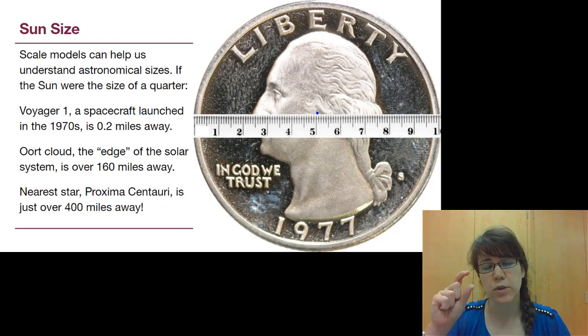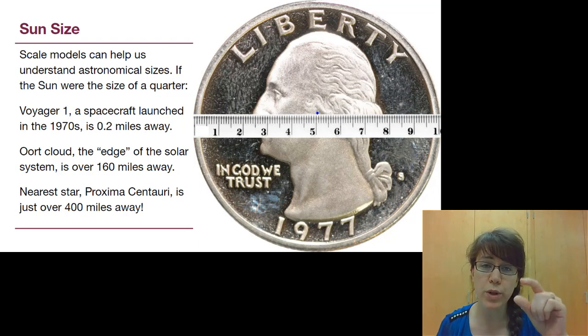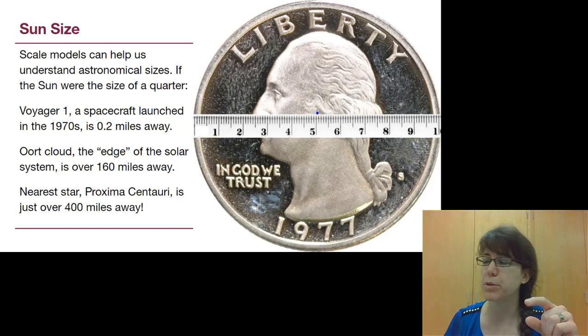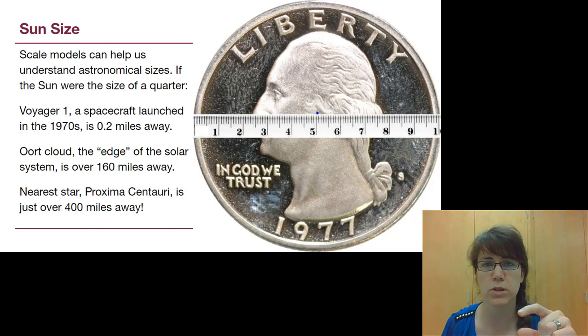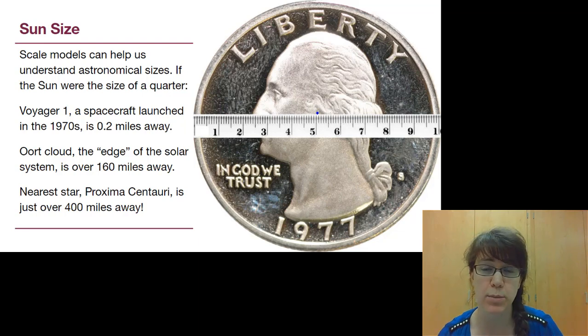Now, if the sun were the size of a quarter, Voyager 1, the furthest human-made object from the sun, a spacecraft launched in the 1970s and sent out super fast, has been going since then. With our little scale model, it's 0.2 miles away. So a couple of city blocks; you can look up where the closest grocery store is. But that's as far as we've had a human-made object get. The Oort cloud, which we learned about when we talked about the solar system, and which is the edge of the solar system, is over 160 miles away. If you're in the Grand Rapids area, that would be the distance between here and Chicago. And that's all part of the solar system.